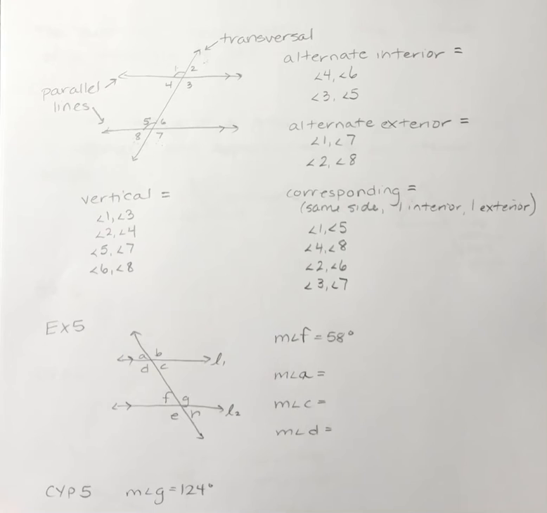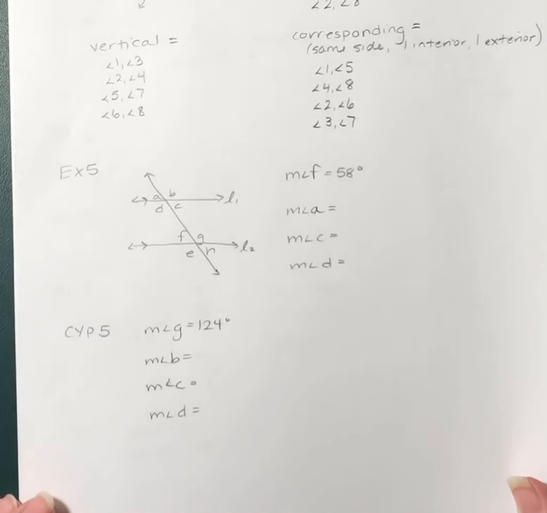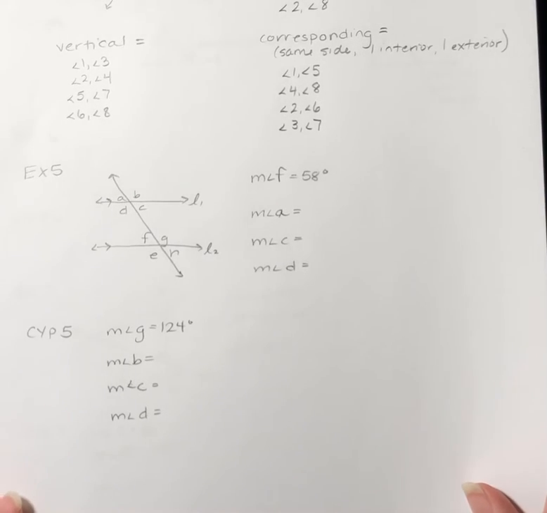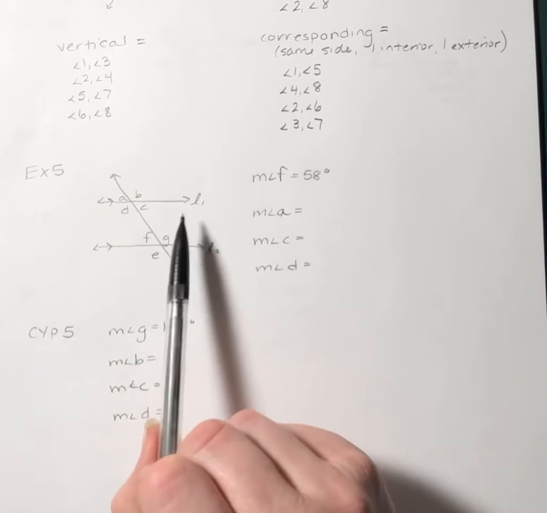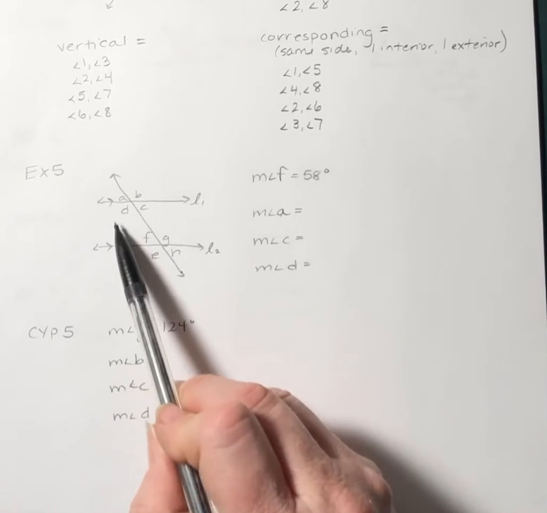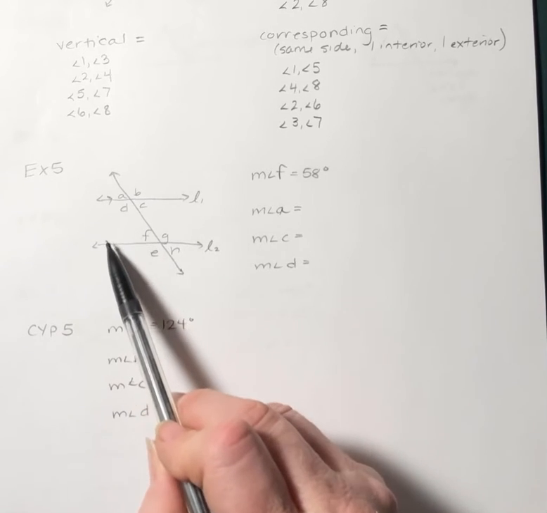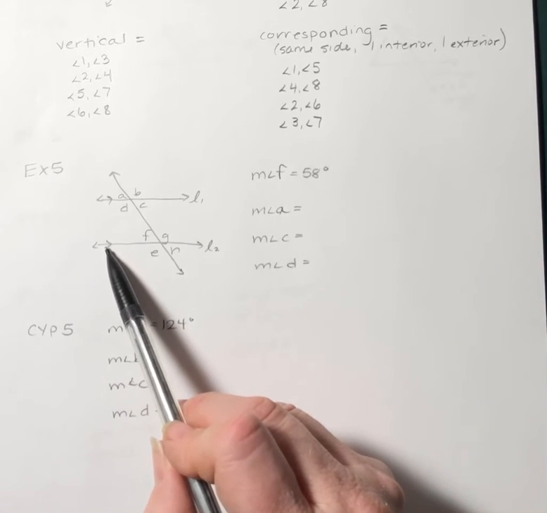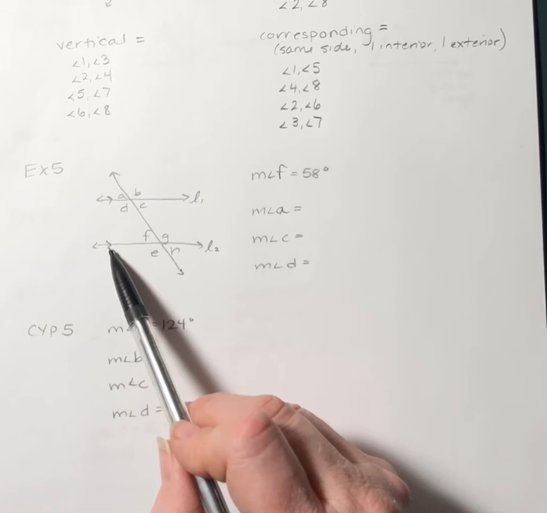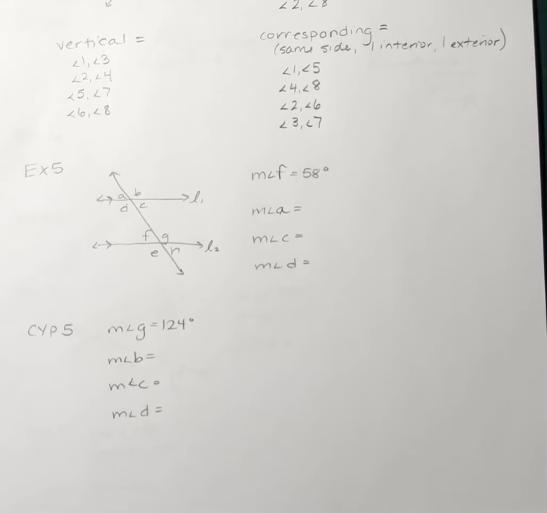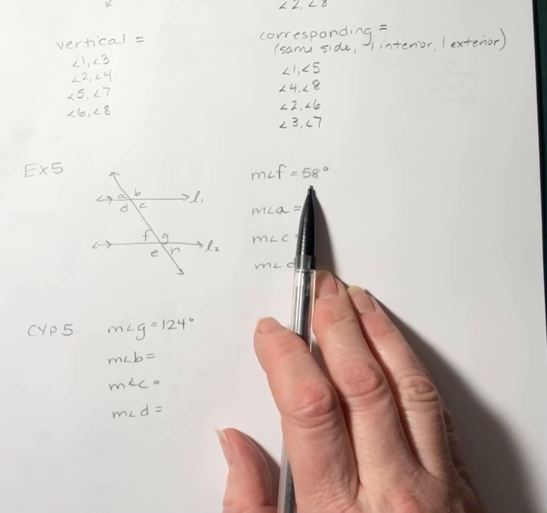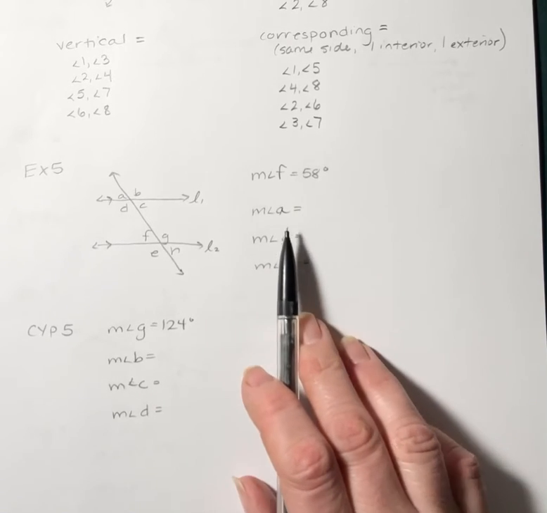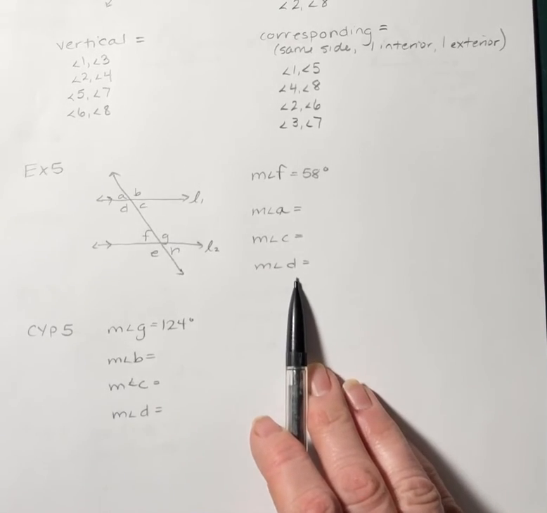So for example 5, this is the picture that they gave us. And it says, in the diagram, line 1 and line 2 are parallel. So I put those symbols, if you remember from geometry, mean that they are parallel. So line 1 and line 2 are parallel to each other, and the measure of angle F is 58 degrees. Find the measures of angle A, C, and D.